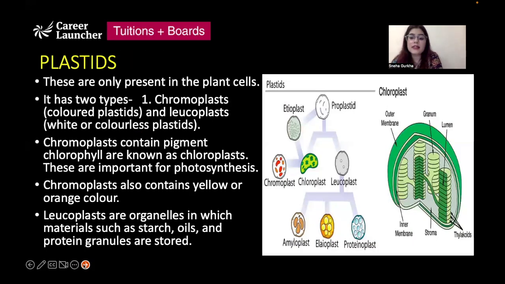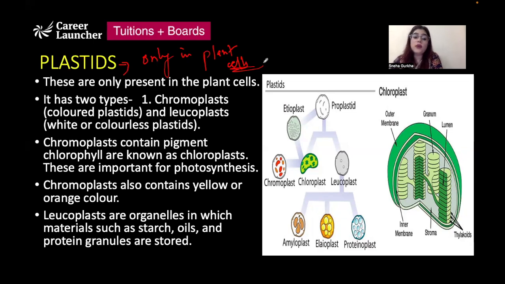Talking about plastids, plastids is an organelle which is only present in plant cells. प्लास्टिड्स जो है सिर्फ प्लांट सेल्स में प्रेजेंट होंगे, दे आर नॉट प्रेजेंट इन एनिमल सेल्स. प्लास्टिड्स जो है दो टाइप के हो सकते हैं, क्रोमोप्लास्ट एंड ल्यूकोप्लास्ट. क्रोमोप्लास्ट आर कलर्ड प्लास्टिड्स. इनकी वजह से प्लांट्स में जो हम कलर्स देखते हैं, ग्रीन, रेड, ऑरेंज, दैट इज बिकॉज ऑफ द क्रोमोप्लास्ट दैट आर प्रेजेंट इन द प्लांट्स. ल्यूकोप्लास्ट आर व्हाइट और कलरलेस प्लास्टिड्स. इनमें कोई कलर नहीं होता.